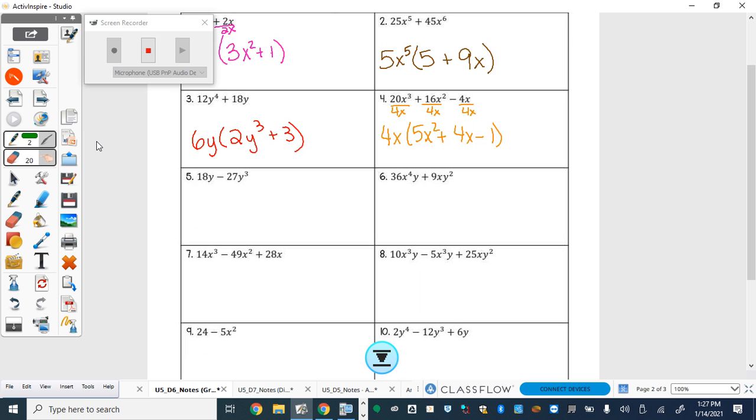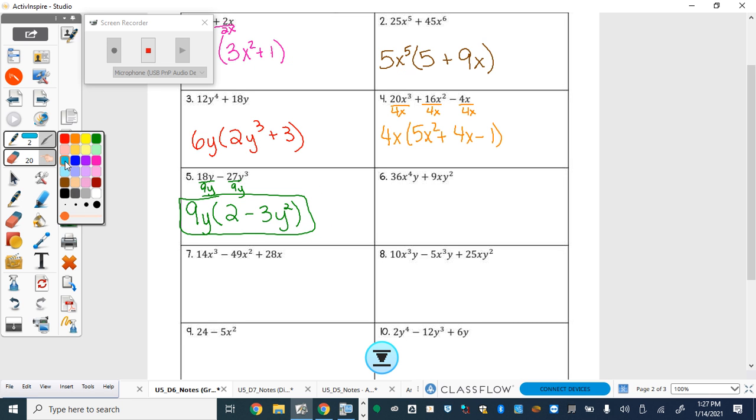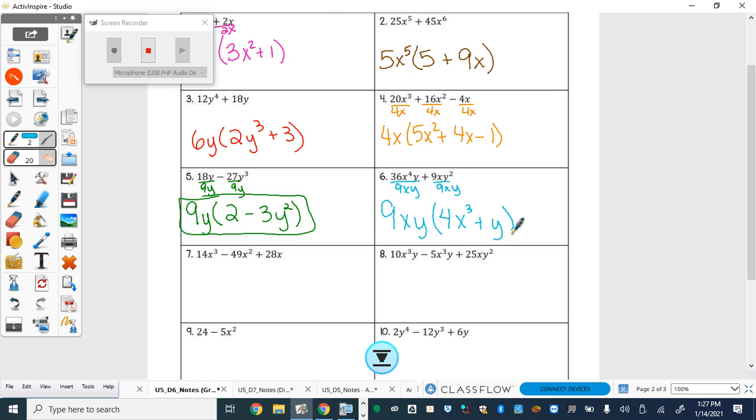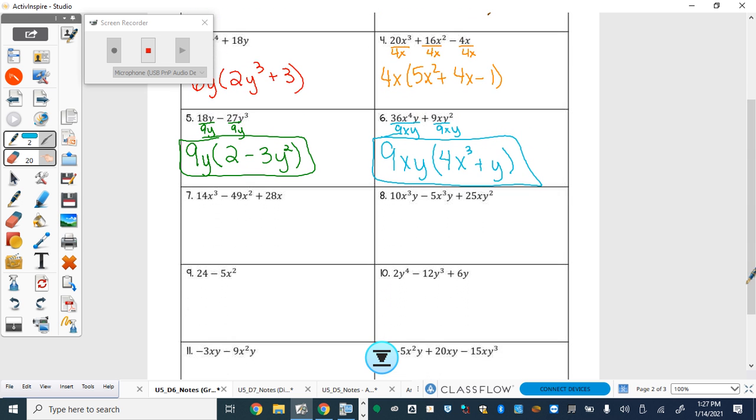18 and 27. 9, y to the first. So that would be 2 minus 3y squared. Six and 9 would be 9, x to the first, y to the first. Again, we divide to be able to get what's left inside the parentheses. And we divide because our way of checking would be to distribute, which would be multiplication.